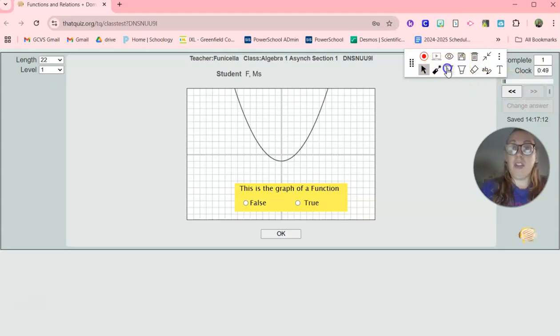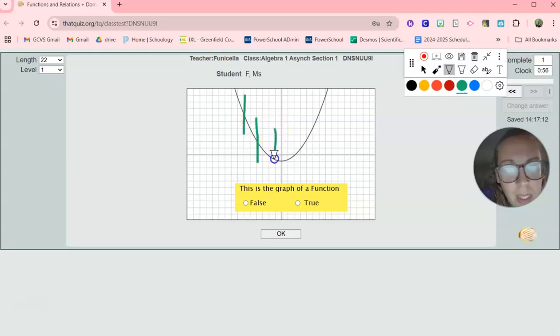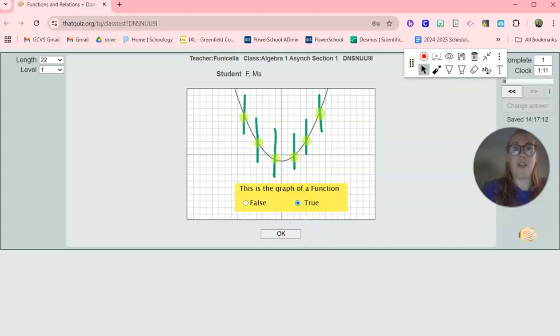So this graph is a function. If we think about the vertical line test, each vertical line that's drawn should only hit the graph in one place. You can test it as many times as you need until you feel confident in saying, yeah, it only hits this graph in one place at each line. So this graph is a function is definitely going to be true. Nice job.